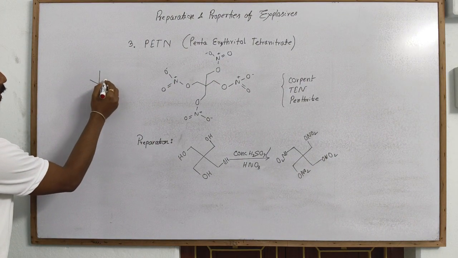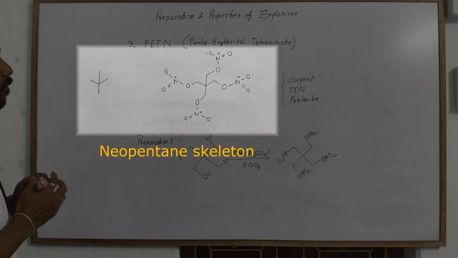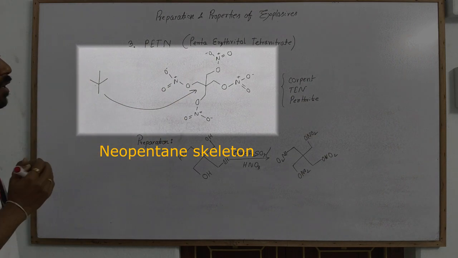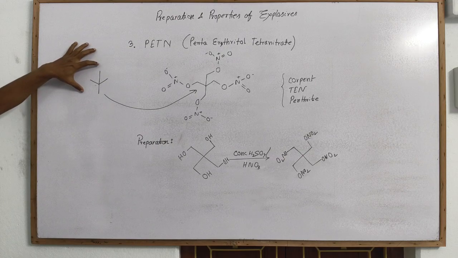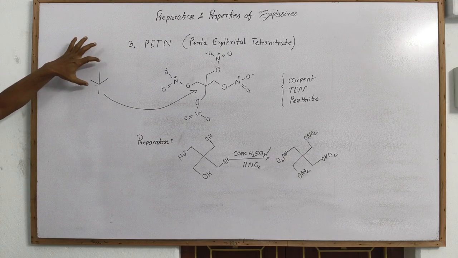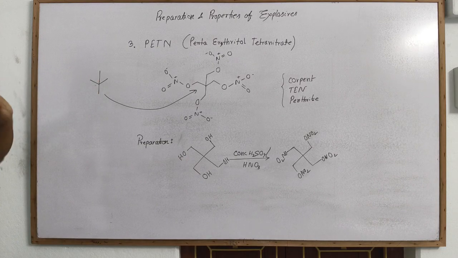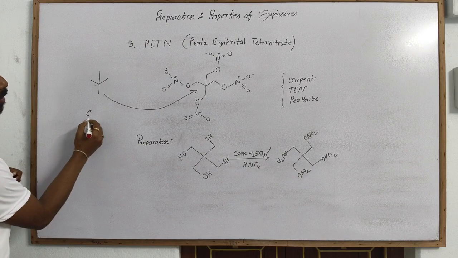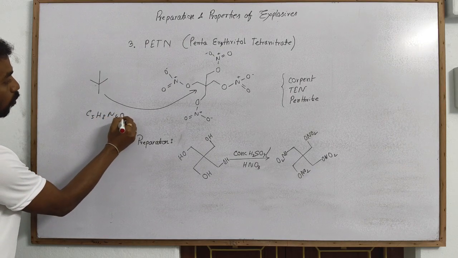So this is basically the neopentane skeleton. It is almost similar to the skeleton of PETN. So these are neopentane skeletons. Penta refers to the five carbon atoms of this neopentane skeleton: 1, 2, 3, 4 and 5 carbon atoms are there. Okay. So the molecular formula, you can say, is C5H8N4O12.